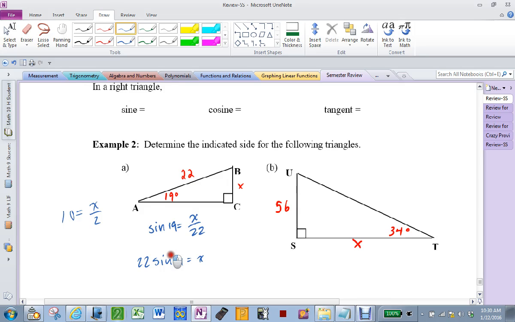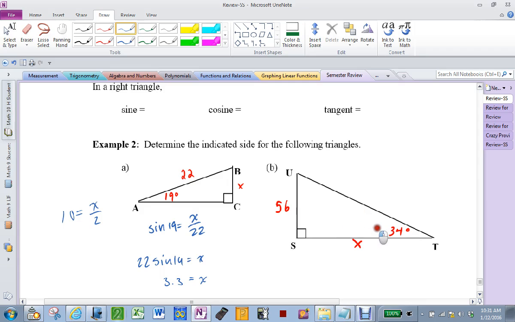I am scared to write the right answer. I am going to do so though and risk it. You should write out 22 times sine 19. 3.3. Okay.